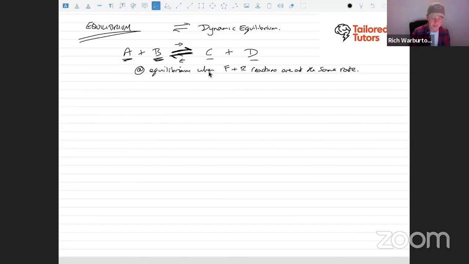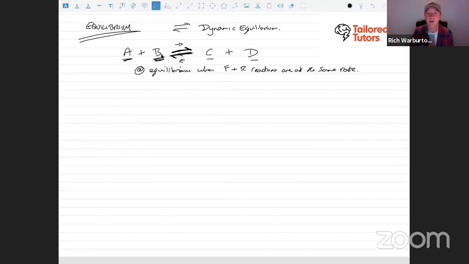Now, really importantly, it doesn't always end up in the middle. It's not a 50-50 split between reactants and products. It can lie anywhere. You know, 90% of your stuff can lie on the reactant side, 10% on the product side, or vice versa, and anything in between. So that's really, really important. You understand that it's not always perfectly balanced. It can lie to the left with our reactants, or it can lie to the right with our products.